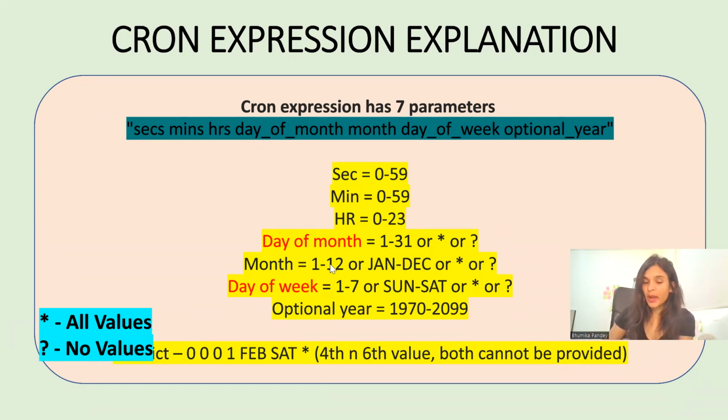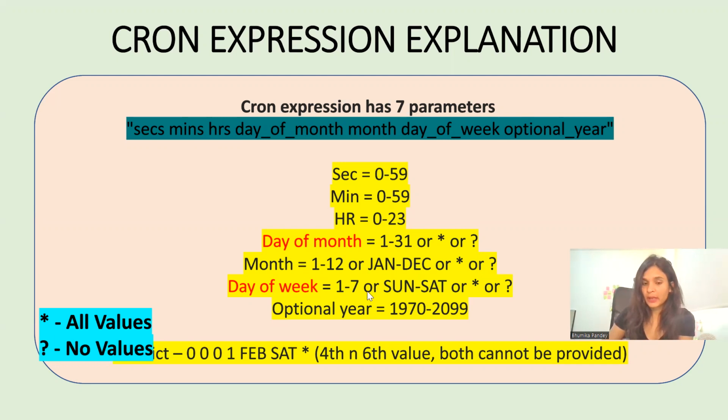Then month. In month, you can either provide a value from 1 to 12, or you can actually write JAN or DEC or FEB. You can give the month like this as well. Or, if you want to run it from Jan to Feb, you can write it like that, Jan hyphen Feb. That also works in place of the month parameter. Star means all the months, and question mark means you are not providing this value.